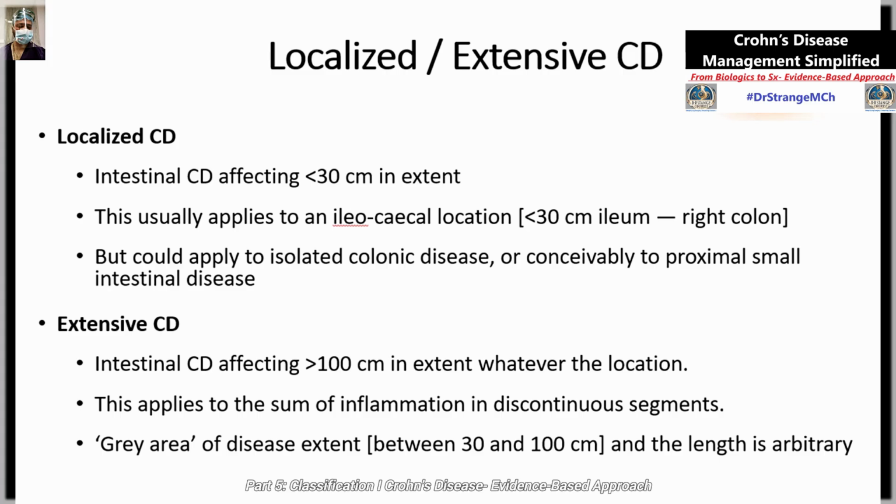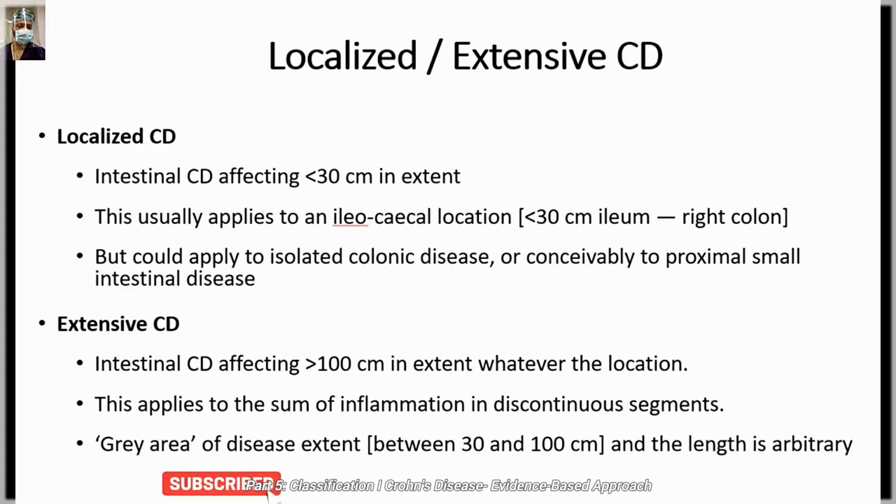Another term used is extensive Crohn disease, when the length of bowel involved is more than 100 centimeters in whatever location, and this applies to the sum of inflammation in discontinuous segments. That means if part of the colon, part of the ileum, and part of the jejunum are involved, and the total length involved is more than 100 centimeters, it will be labeled as extensive Crohn disease. There is a gray area with no clarity in the description in any consensus guidelines, that is between 30 and 100 centimeters, and this length is arbitrary, and we don't know whether to place that patient in localized disease or extensive disease.